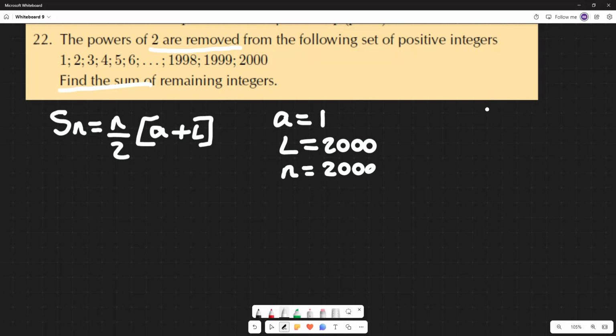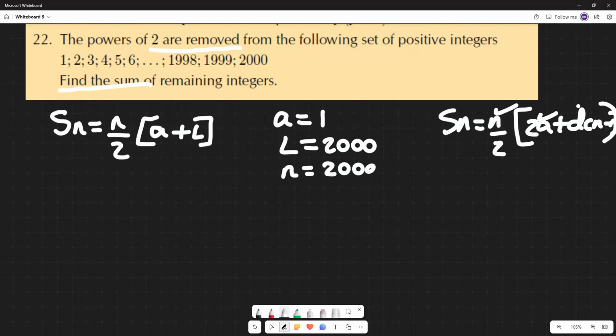Perfect. If you wanted to use the other Sn formula, you can still go ahead, which is n over 2 times (2A plus D(n minus 1)). So you have your n here, you have your A, and your D, you can see that it's 1. The difference is always 1, right? But I'll just use the short one.